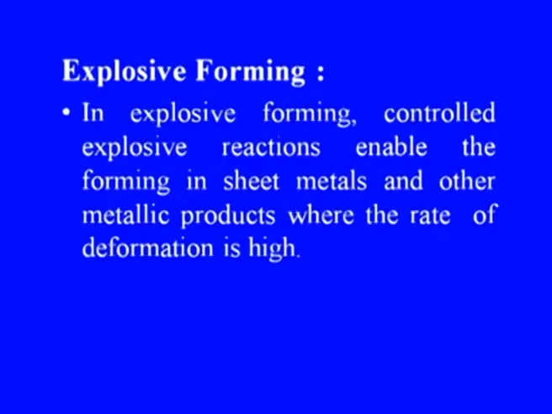Electroforming. In this process, electrical energy is used to execute large scale forming such as hydroforming. Explosive forming. In explosive forming, controlled explosive reactions enable the forming in sheet metals and other metallic products where the rate of deformation is high.